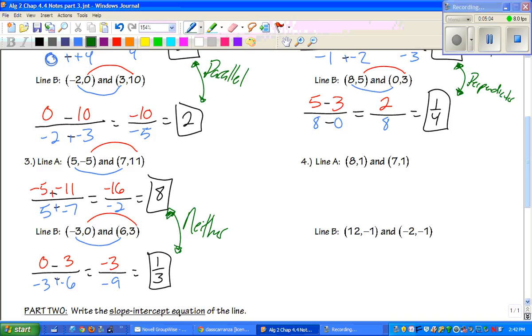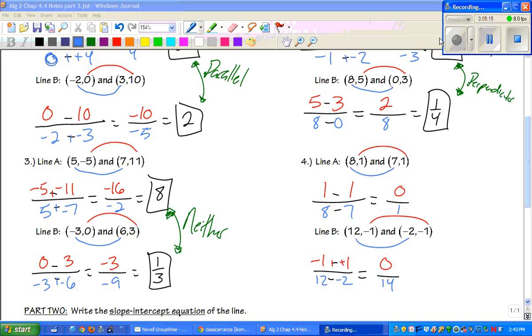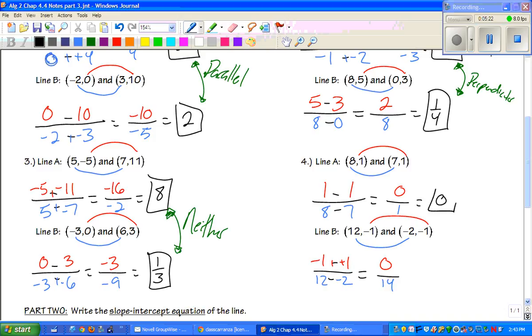Pause the video. I want you to do the top and the bottom, and then tell me if it's parallel, perpendicular, or neither. Okay? Good luck. Did you guys get this far? Well, just remember we have to reduce these, and that equals 0, and that equals 0. Once you reduce, now once you look at these, you should be able to tell that these are actually parallel lines.